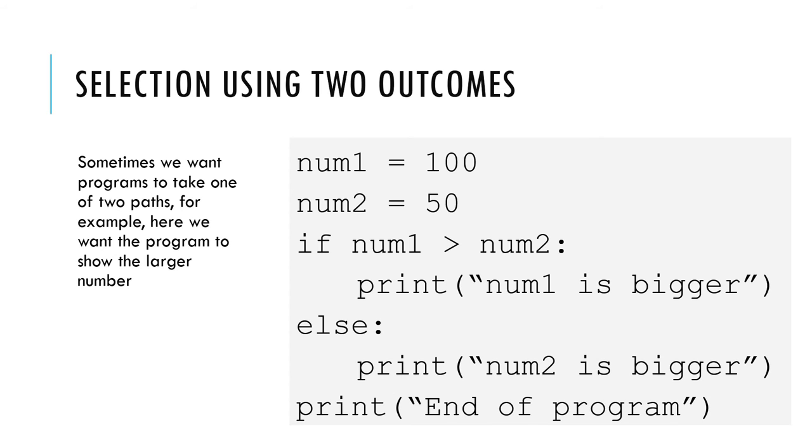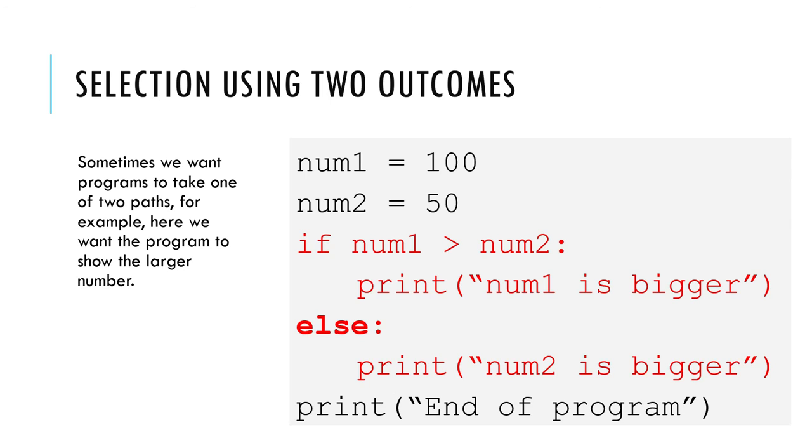So here's an example of a piece of code where we want it to take one of two paths. So rather than just having one choice, we're giving it two choices. And you notice the code in red is slightly different, because we've used this else clause. So the first part of the if statement up here, if num1 is greater than num2, colon, print num1 is bigger. That's just like the first example.